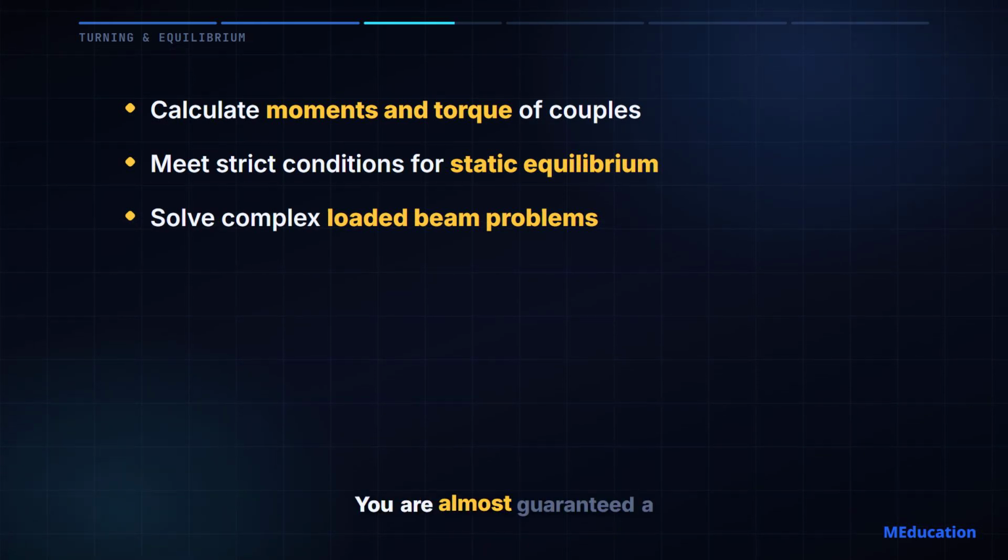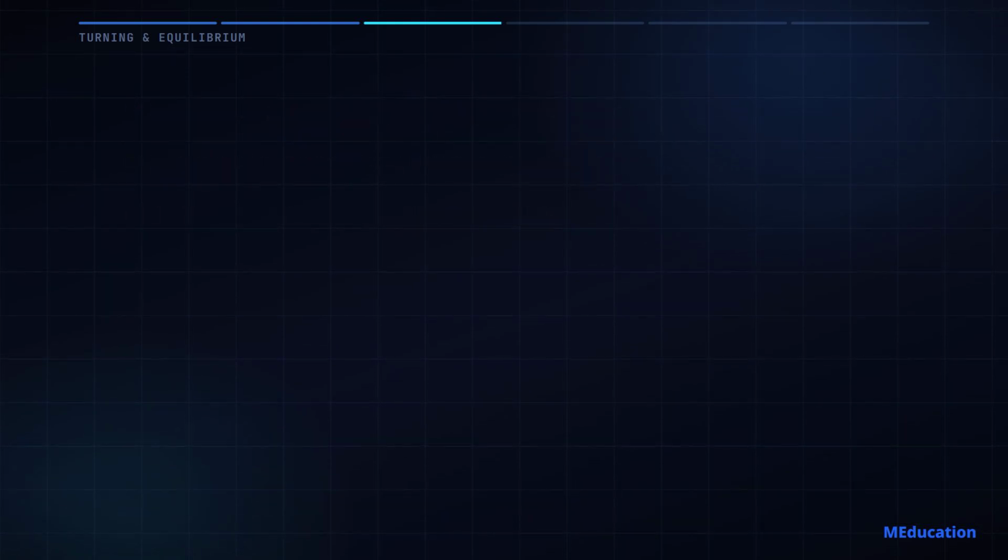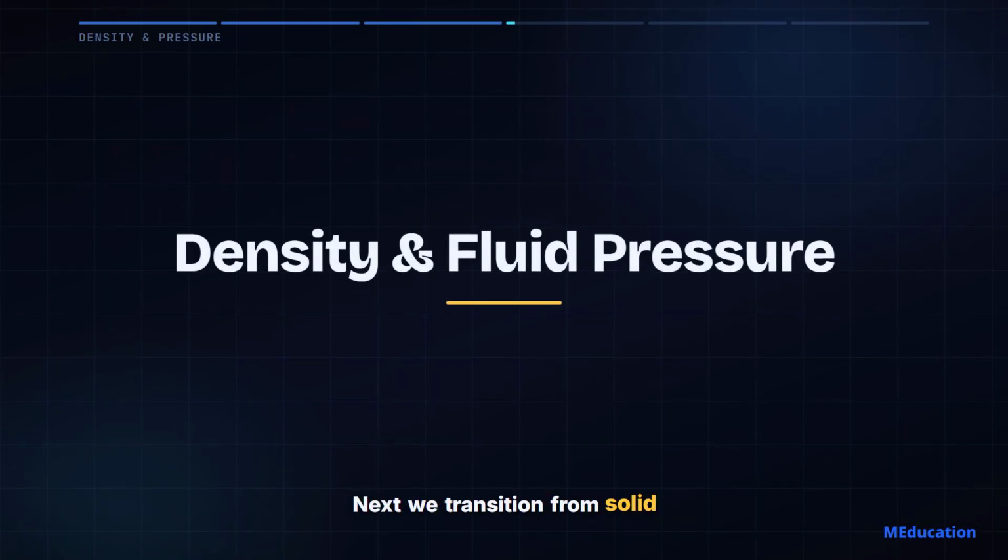You are almost guaranteed a major Paper 2 calculation where you must choose your pivot wisely to eliminate unknown forces, allowing you to solve complex loaded beams and vector triangles. Next, we transition from solid mechanics to fluid mechanics.